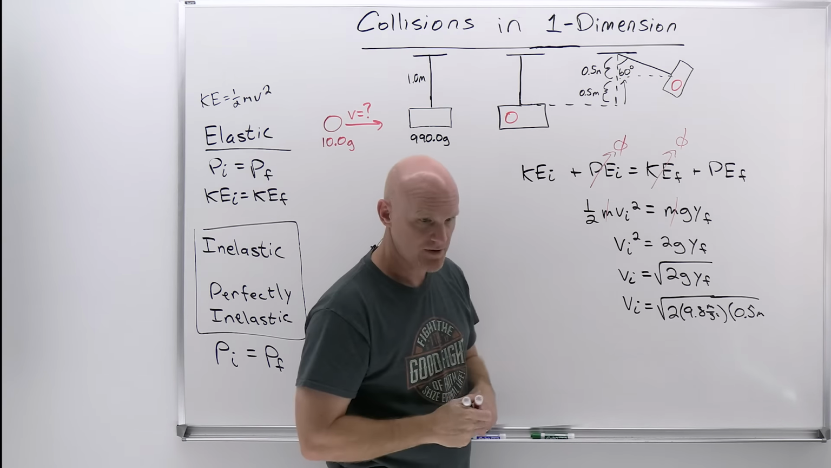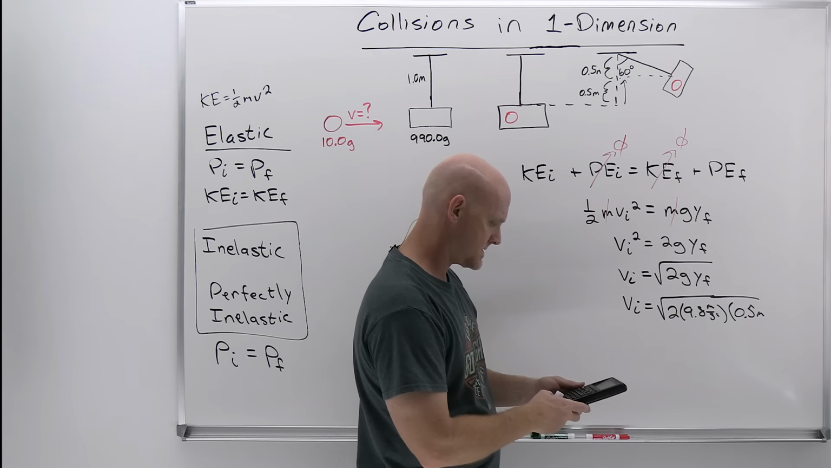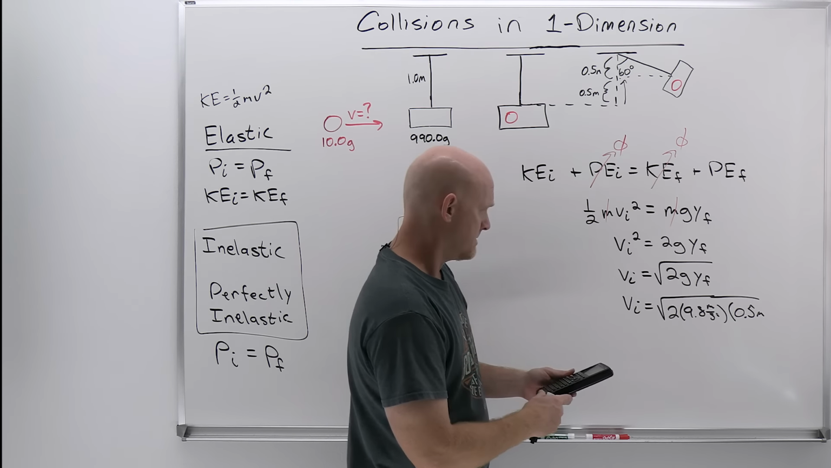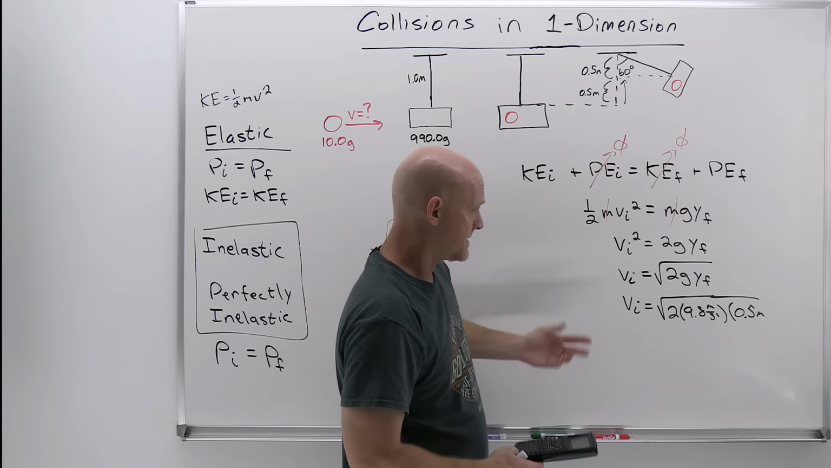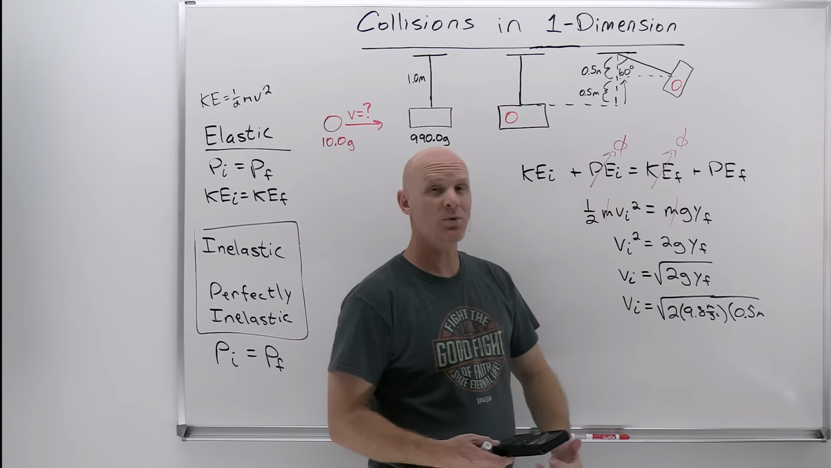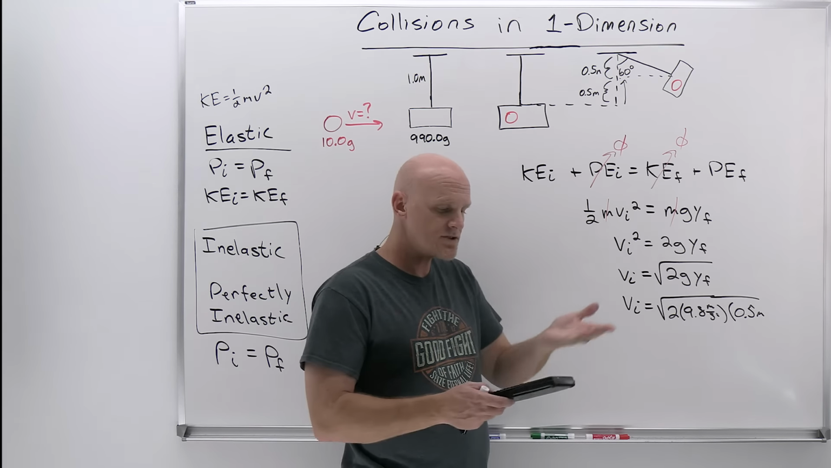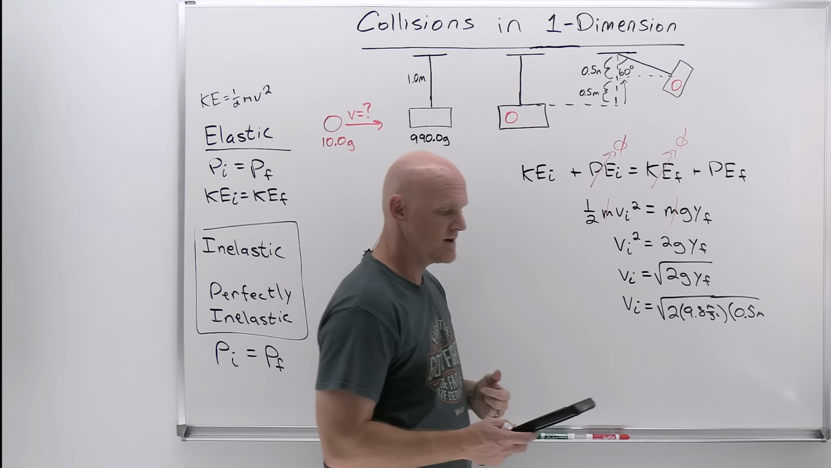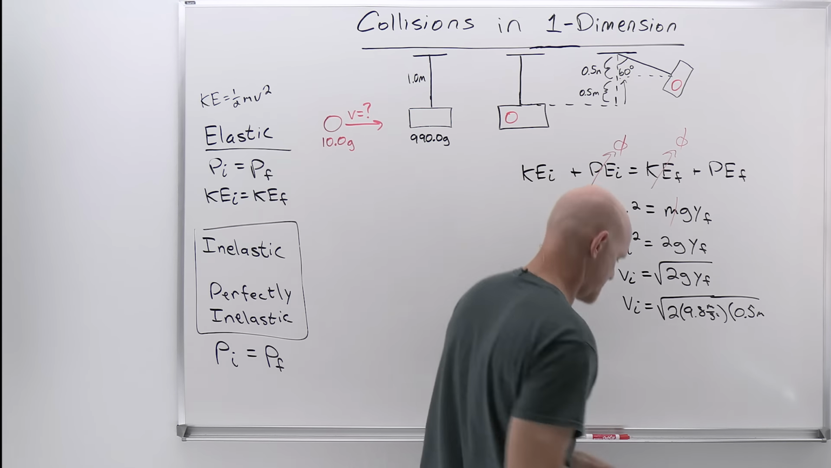All right, we'll definitely use our calculator for this. 2 times 9.8 times 0.5, and then I'll take the square root of that result. We're going to get 3.13, and if you notice, 2 times 1/2 is 1, so it's really just the square root of 9.8. And the square root of 10 is like 3 and some change, so the square root of 9.8 is 3 and some change. 3.13 meters per second.